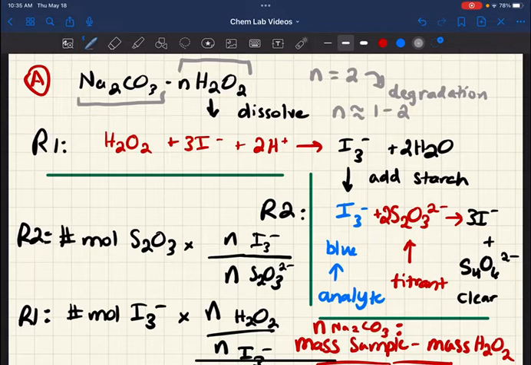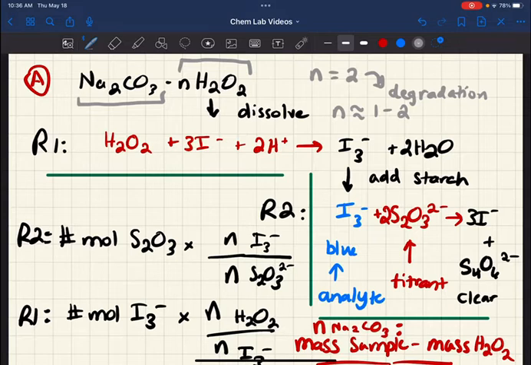We want to analyze our solid sample of sodium percarbonate to figure out how much hydrogen peroxide per sodium carbonate molecule is present. And so we'll leverage multiple reactions to do this. The first one is going to react the hydrogen peroxide. So that's the part we're trying to determine how much is present.